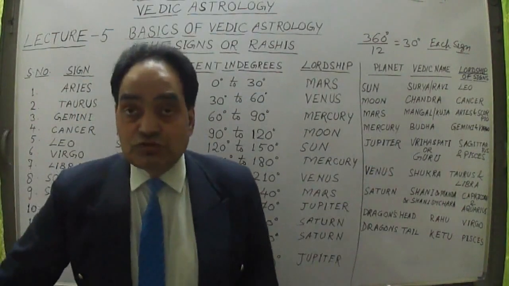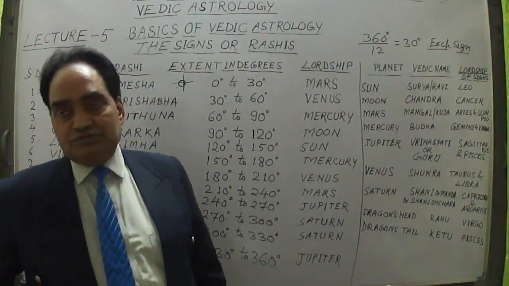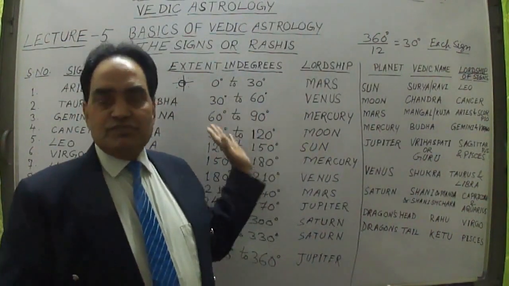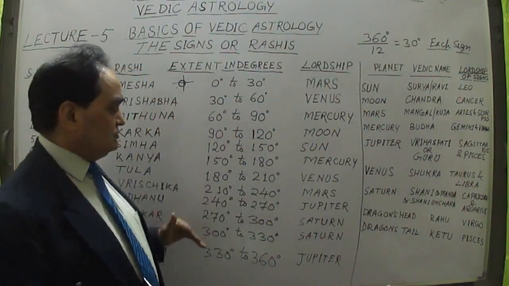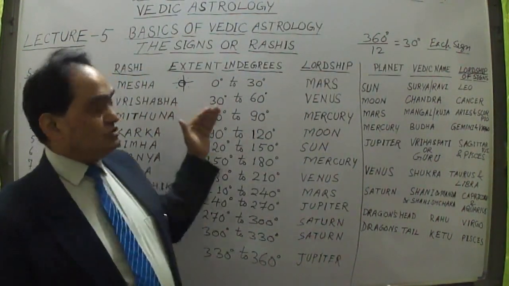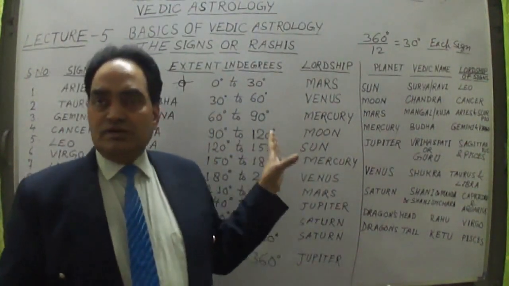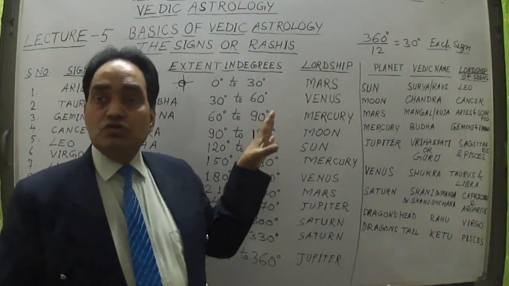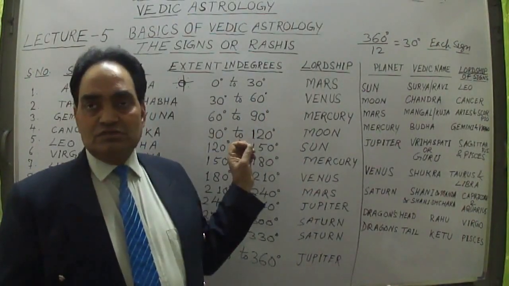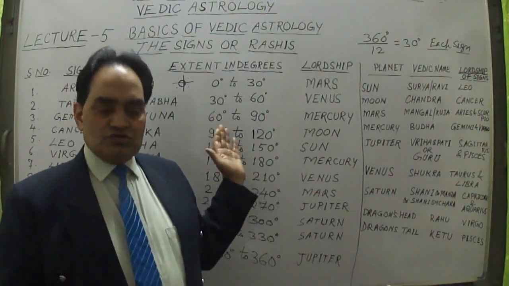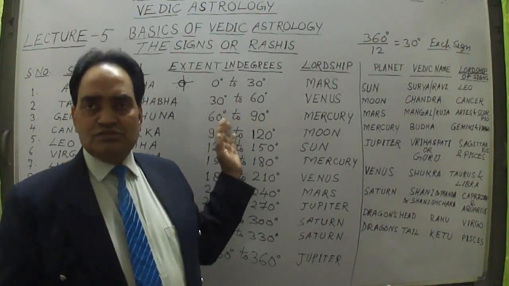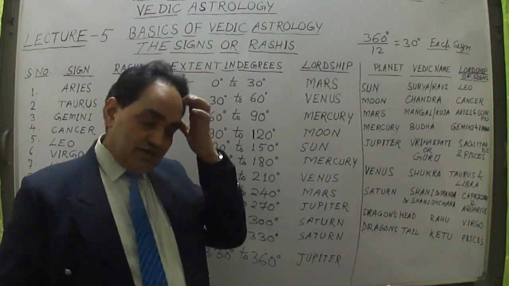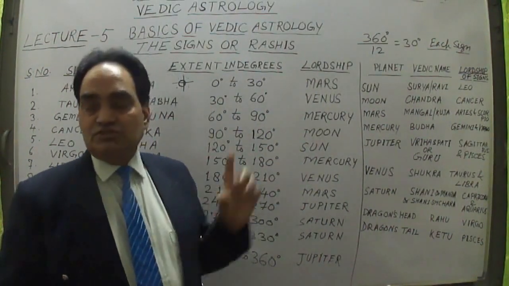In this way, these are the 12 signs or 12 Rashis. Now, the Sanskrit or Vedic astrology names are Rashis. Now, how these Rashis are divided into degrees, I'm going to tell you about. And then, what are the lords of these Rashis? Signs or Rashis are ruled by certain 9 planets. What are those 9 planets and what are the lords of each sign?